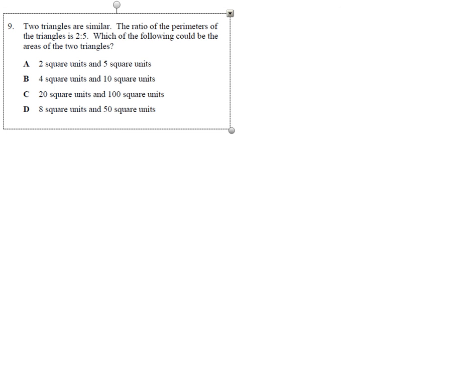All right. 2 triangles are similar. A lot of people missed this one. It's D. It is D. The ratio of 2 perimeters is 2 to 5.